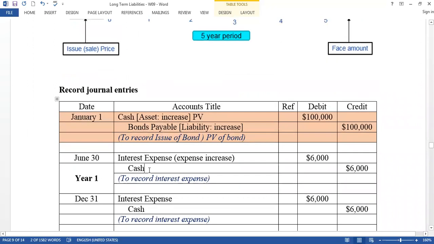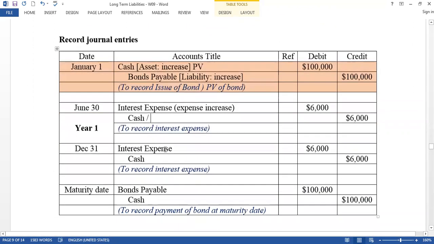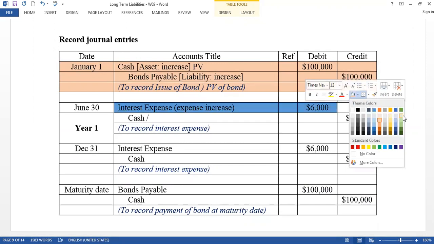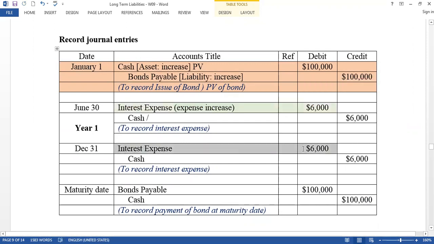Now, if we pay cash, your question will tell you clearly. If you pay cash, cash credit, okay? If you do not pay cash, what should be the journal entry? Can anyone tell me? In both cases, we record interest expense 6,000. Now, if you pay cash immediately, cash credit. If you do not pay cash immediately, what is the journal? What is the entry here?